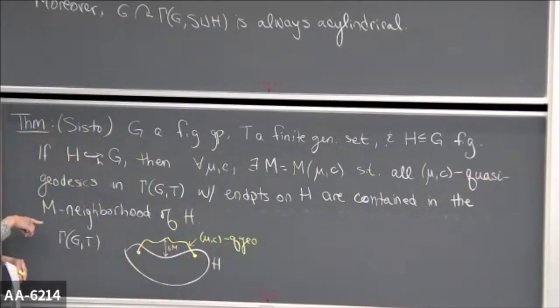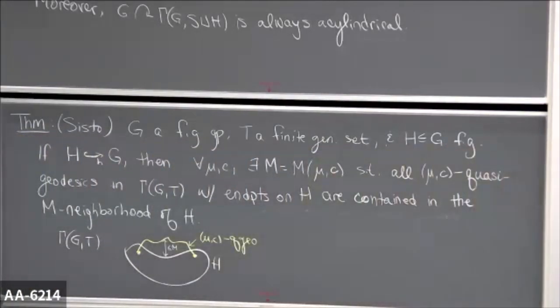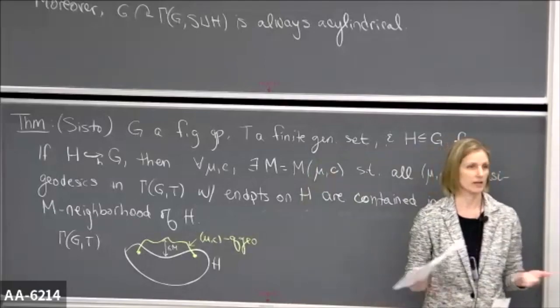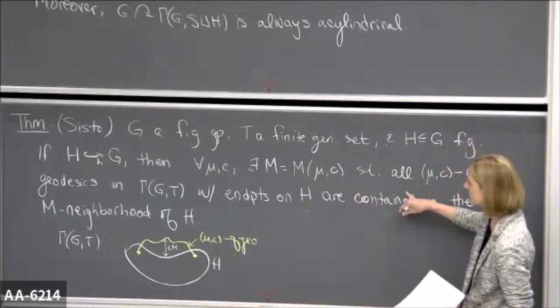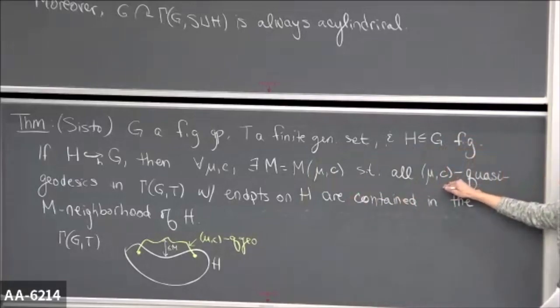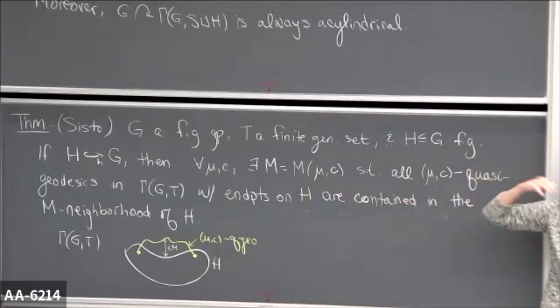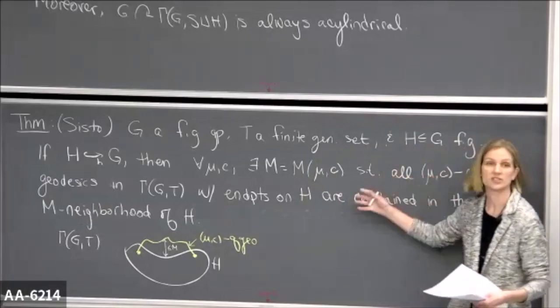So this property should look familiar from Jacob's talk on the first day. He defined the notion of a quasi-convex subset of a hyperbolic space. And this was essentially the definition, except it was for geodesics with endpoints on the subset. And in a hyperbolic space, quasi-geodesics are always close to geodesics. So in a hyperbolic space, this would be true for all quasi-geodesics as well.